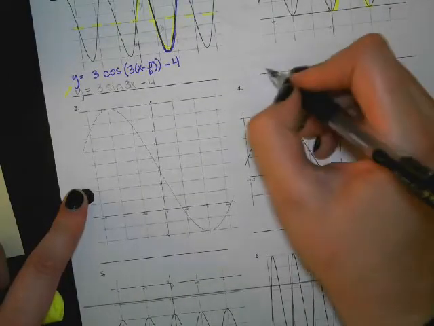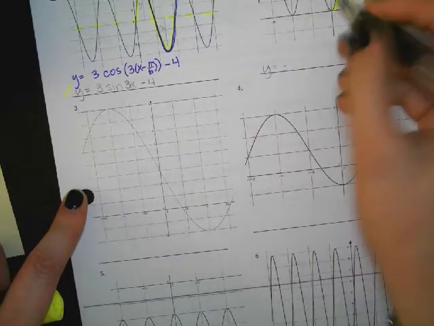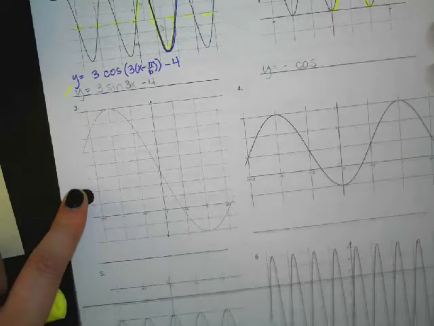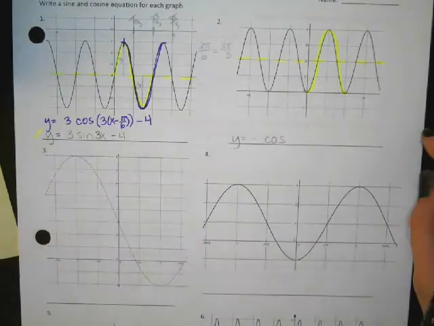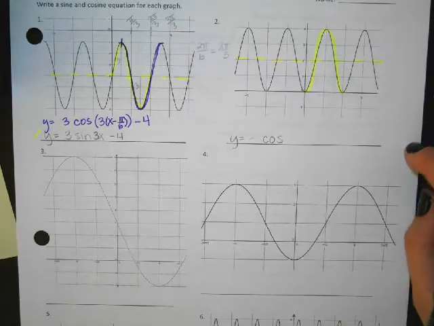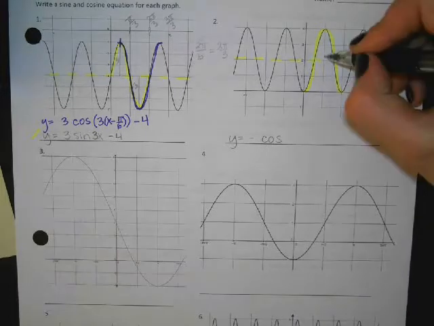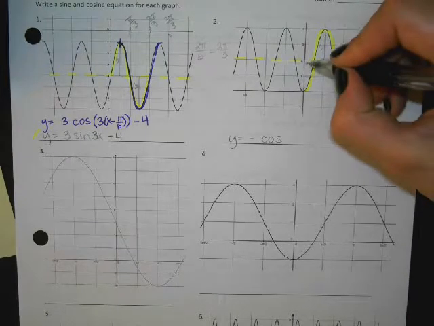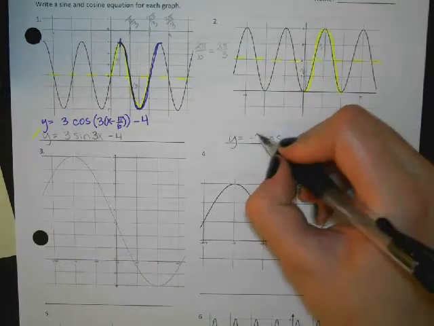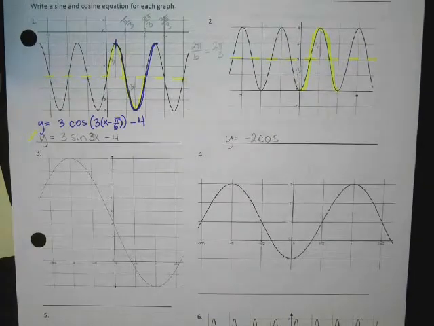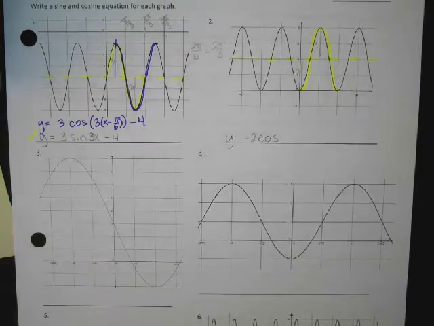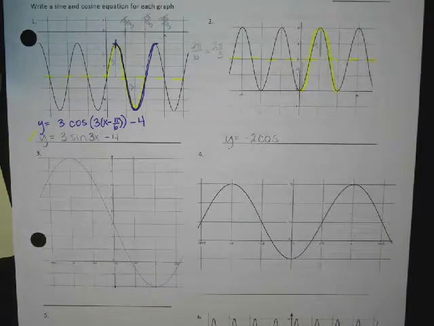So I'm going to write y equals negative, and I'm going to put the cos. I'm leaving a little space because I know I have an amplitude there of something other than 1. Can you guys tell what the amplitude is? 2. Yeah, it goes up from the middle, it goes up 2, and it goes down 2, so that means we have an amplitude of 2. From the middle, how far do you go up? From the middle, how far do you go down? Okay, so we have the amplitude.